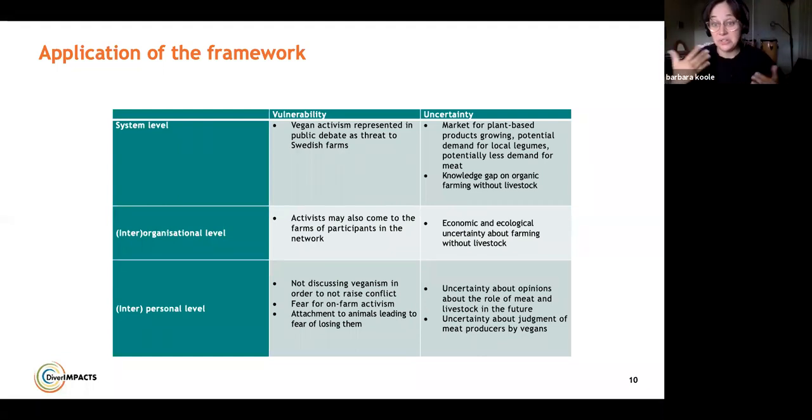And then the uncertainty was also about the opinions of others. So in this new context where not everybody knew each other, not everybody also knew what the others actually believed about the role of meat or livestock in the future. And also uncertainty about, is there a judgment going on? And so there was a lot of uncertainty experienced on this interpersonal level. So that's a big overview of what was going on in there based on the interviews that I had with the participants and the observations in the workshops.